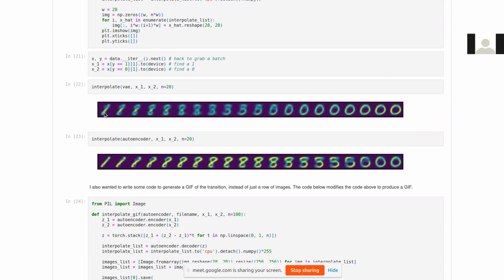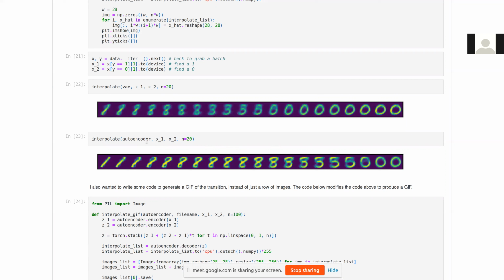So you can see how it looks. It started with 1, it is ending at 0, definitely. This is what we expected. But in the middle, you can see a smooth transition from 1 to 8, and then 8 to 3, and then 3 to 5, and 5 to 0, and all of these images are valid and reasonably realistic.